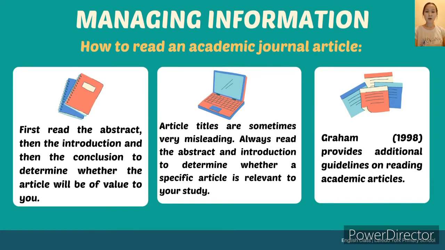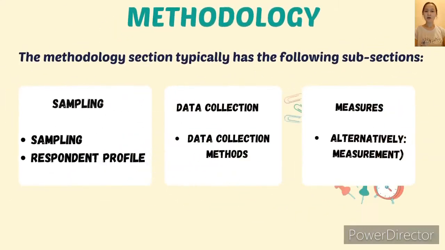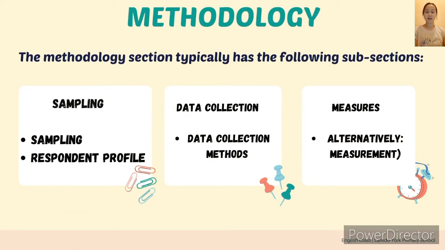So let's talk about the methodology. The methodology or methods section, recommended length 500 to 1000 words, describes the steps followed in the execution of the study and also provides a brief justification for the research methods used. It should contain enough detail to enable the reader to evaluate the appropriateness of your methods and the reliability and validity of your findings.